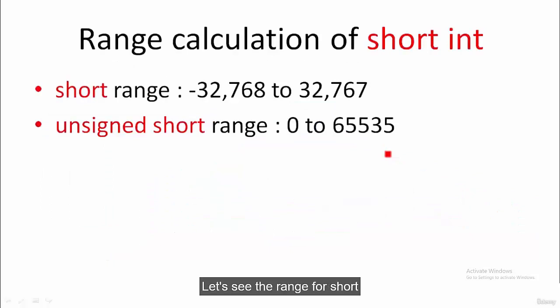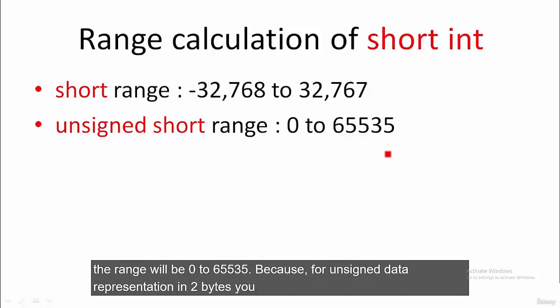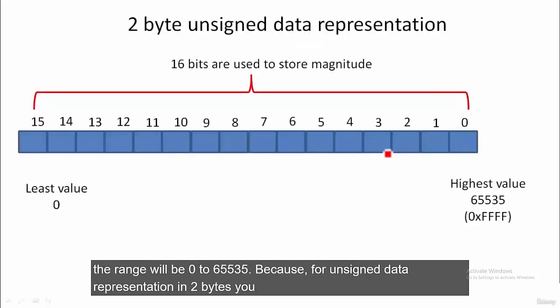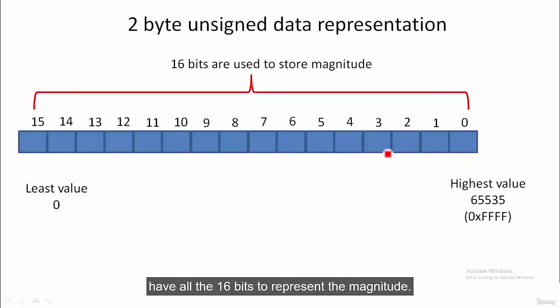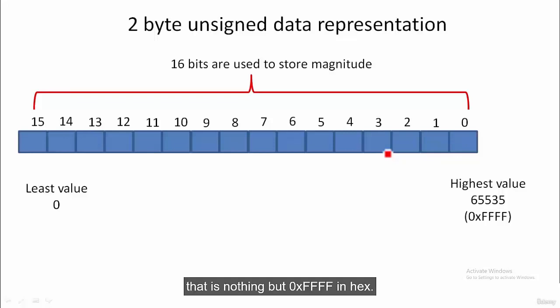Let's see the range. For short, it will be from minus 32,768 to 32,767. And for unsigned short, the range will be 0 to 65,535. Because for unsigned data representation in 2 bytes, you have all the 16 bits to represent the magnitude. So there is no sign bit. So that's why all 16 bits will be used to store the magnitude. So the least value will be 0 and the highest value will be 65,535. That is nothing but 0xFFFF in hex.